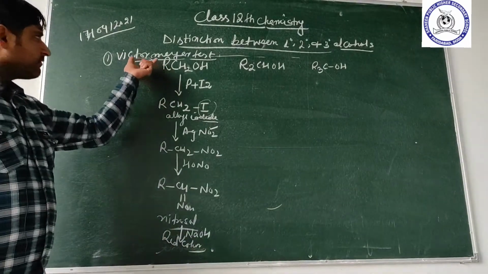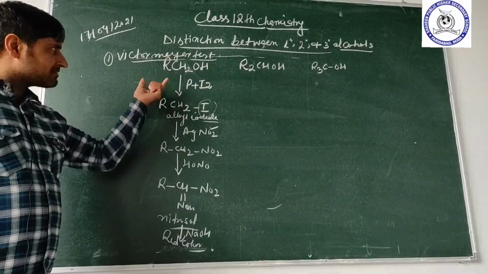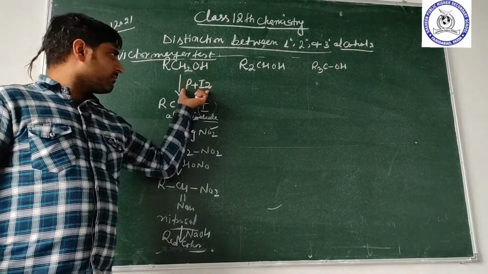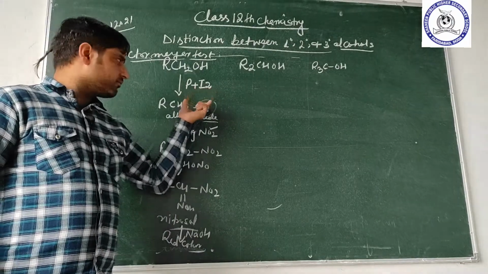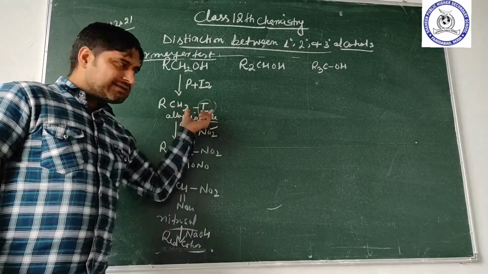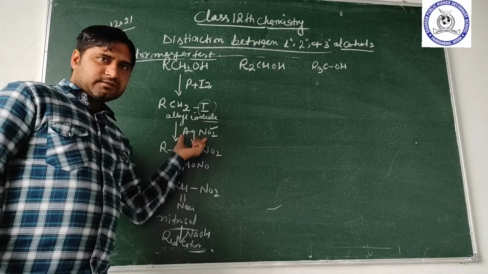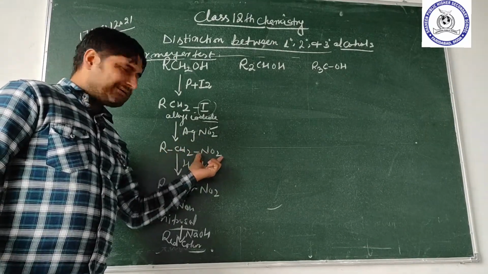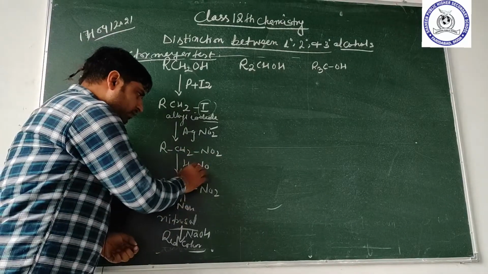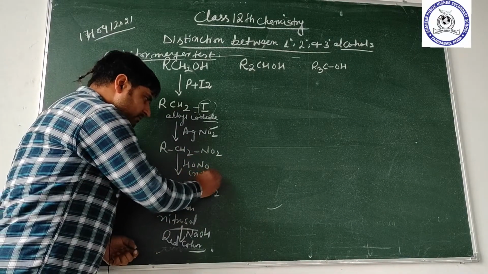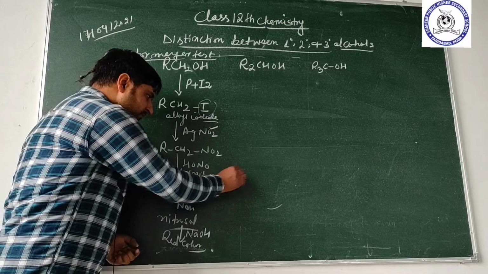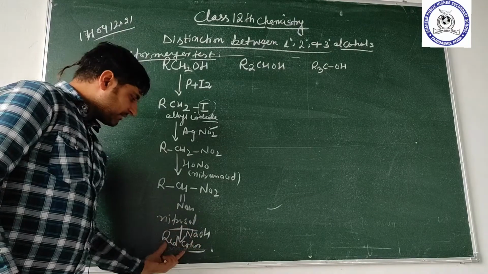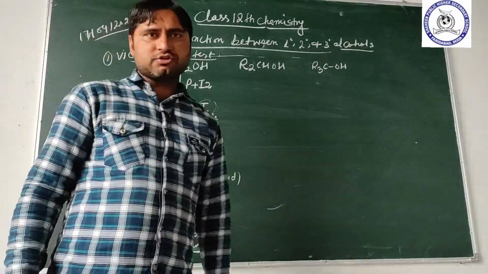The Victor-Meyer test is a multi-step process. In the first step, primary alcohol reacts with a mixture of phosphorus plus iodine to form alkyl iodides. In the second step, they react with silver nitrite and we get alkyl nitrite. In the third step, they react with HONO, that is nitrous acid. We get nitrolic acids, which upon reaction with the base give red coloration.